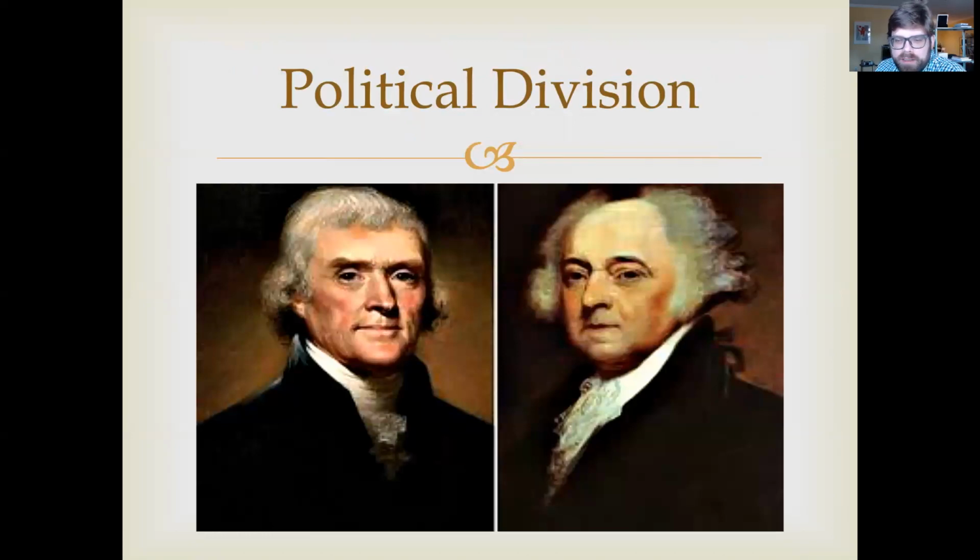Apologies for the pixelation here. These two men, Thomas Jefferson here to the left of your screen, and John Adams here to the right of your screen, were heavily involved during Washington's government. Jefferson was Secretary of State, which means in charge of foreign affairs, basically. And Adams had been vice president. So they're two leading people. And they publicly defer to Washington in general and see him as a wise person when they're in public.